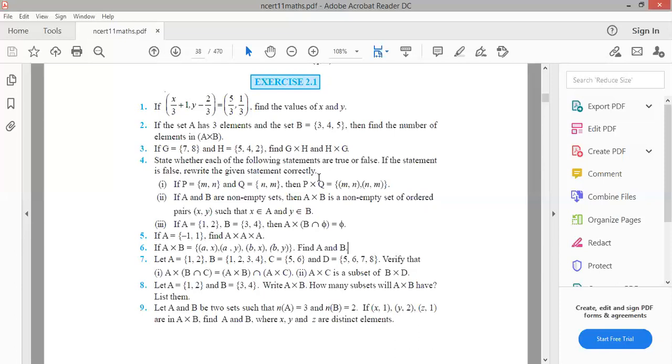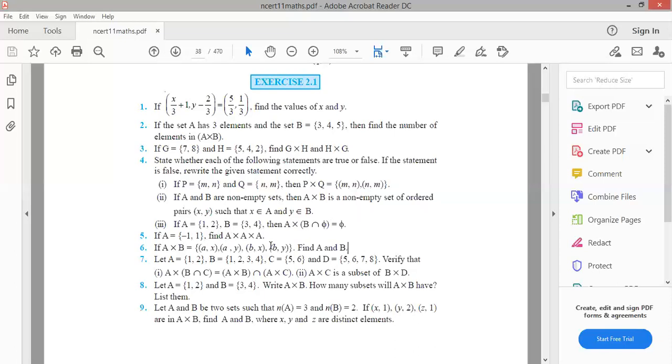So the next part of this question is, A and B are non-empty sets, then A cross B is a non-empty set of ordered pairs XY such that X belongs to A, Y belongs to B. Yes, it's a correct statement. A is this, B is this, and A cross B intersection phi, that's equal to phi. B intersection, that's phi, yes. A cross phi, that's phi, correct. A is this, you can find the triplets of this triple product that we have seen above.